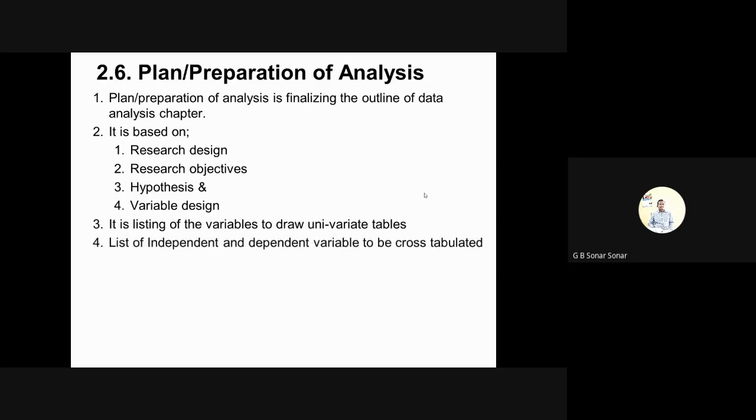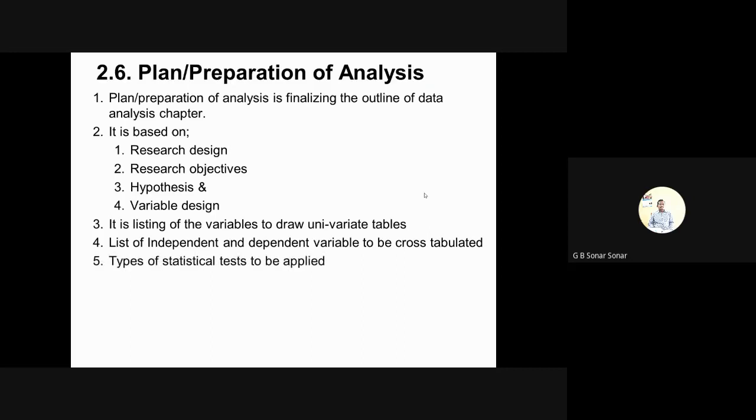List the independent and dependent variables to be cross-tabulated. Which independent variable should be cross-tabulated with which dependent variable? Those numbers should be planned. For example, question number 2 is gender and question number 21 is education. 2 and 21 should be planned in the plan of analysis to draw a cross table or bivariate table.